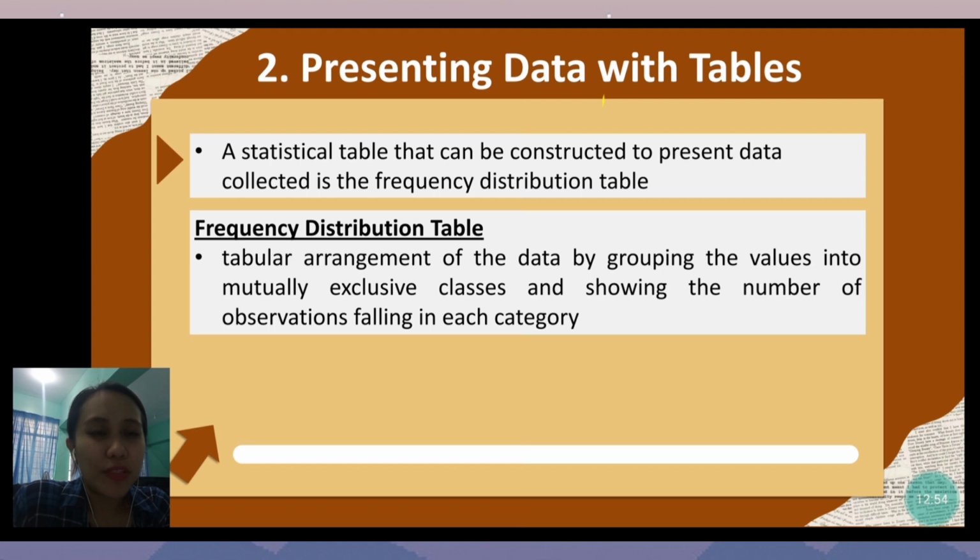Next, we have presenting data with tables. A statistical table that can be constructed to present data collected is the frequency distribution table, or usually called the FDT. So the frequency distribution table is a tabular arrangement of the data by grouping the values into mutually exclusive classes and showing the number of observations falling in each category.